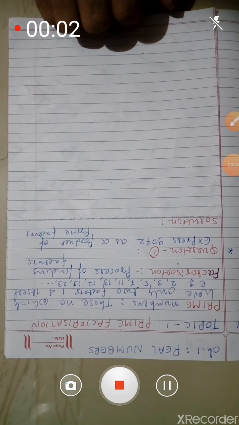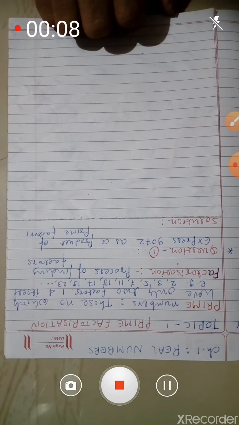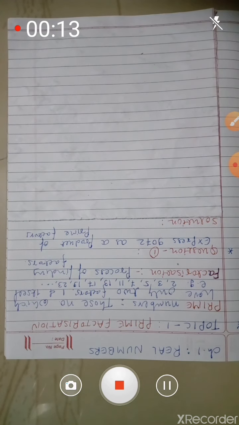Hello, good morning students. Now we start new lesson number 1, real numbers. You know what real numbers are? Real numbers means all numbers, all rational numbers and all irrational numbers. Whatever numbers you came across, all are included in real numbers. So it is the biggest set of numbers.